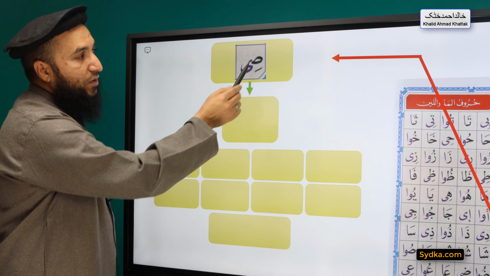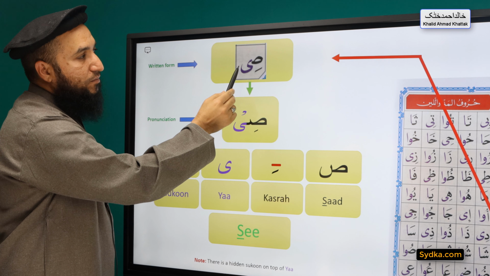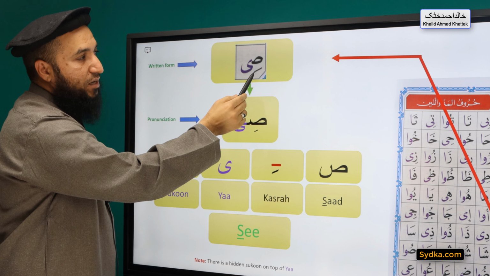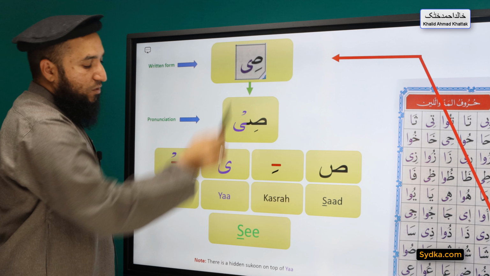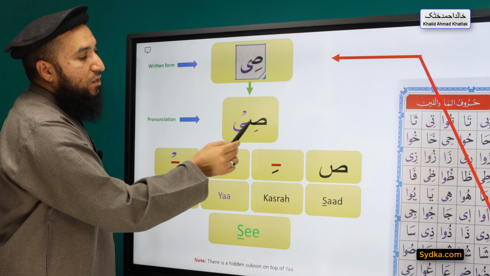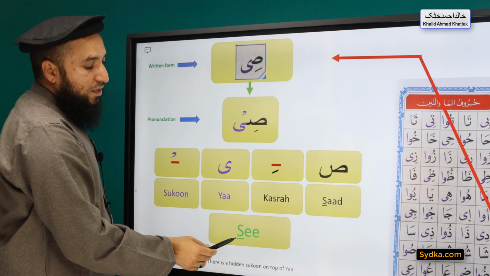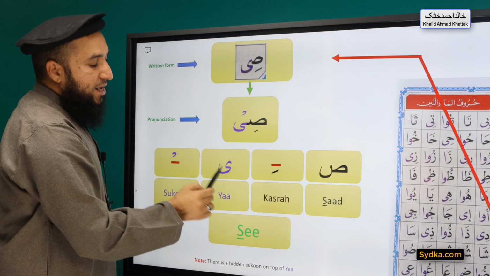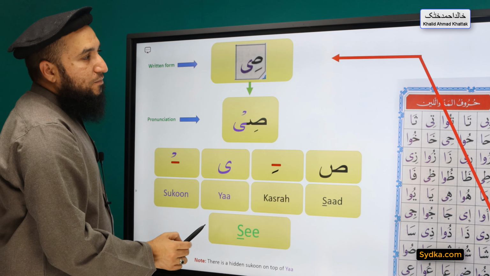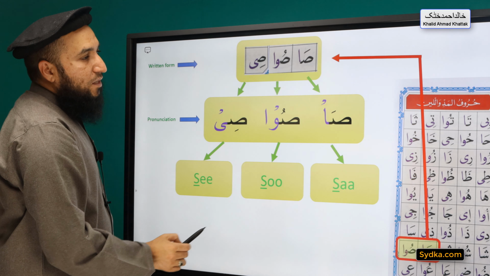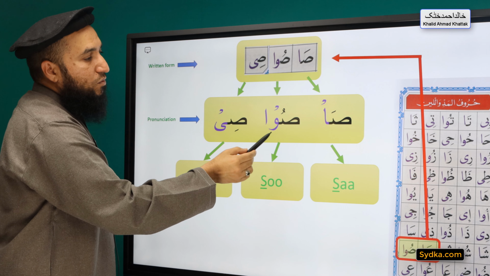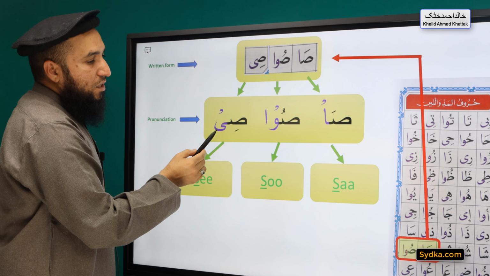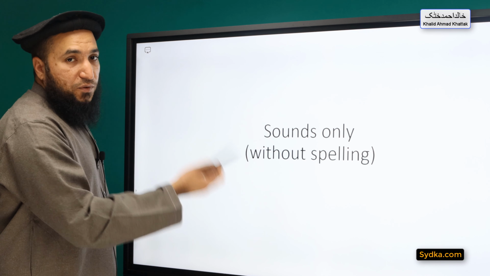The next syllable we have is Sad Kasra Ya Sukoon. Sad is a heavy letter, it has Kasra underneath, it is followed by Ya, and this Ya has hidden Sukoon. Sad Kasra Ya Sukoon Si. Now we have all 3 syllables. Sa, Su, Si. So the next few slides would be sounds only.